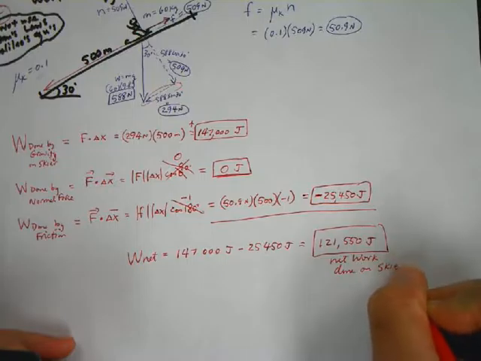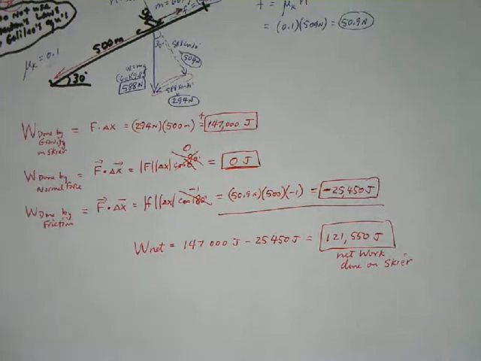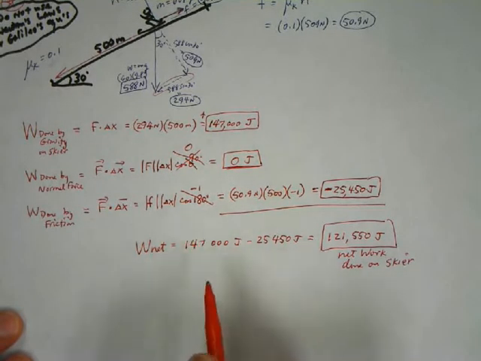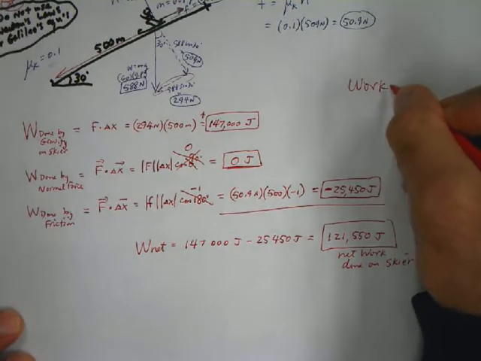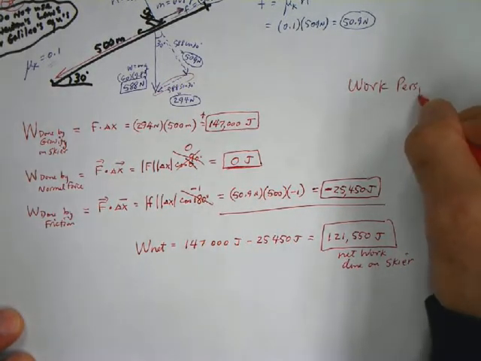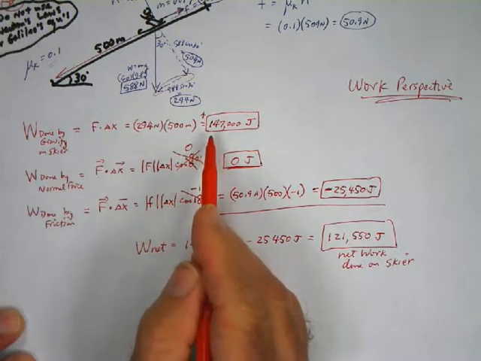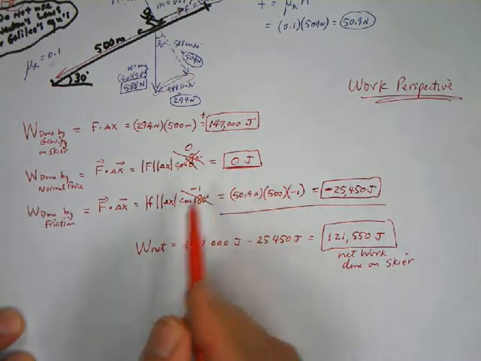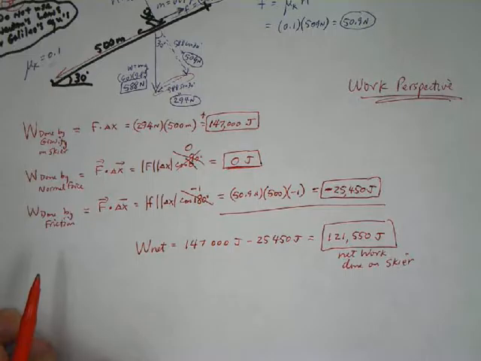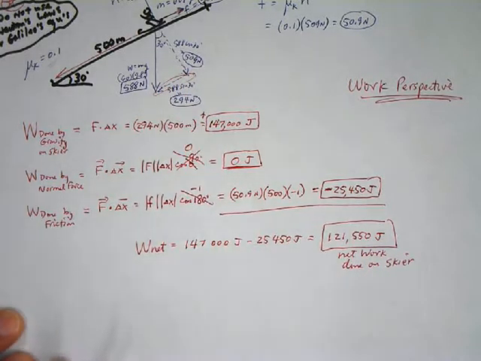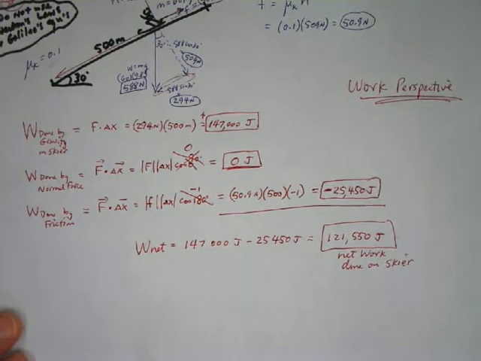All right. So this is looking at it from a work perspective. From the work perspective, we can see that gravitational force does work. The normal force does no work on the skier. And friction does work on the skier, but it's a negative amount of work. Friction lost the battle. That downward component of gravity won the battle, you might say. The net work done on the skier is 121,550 joules.